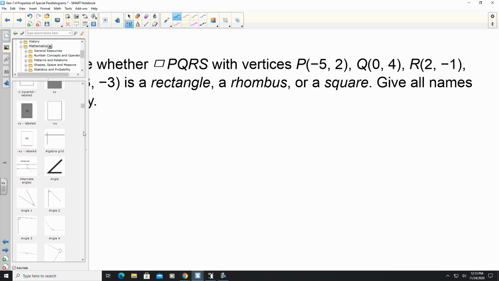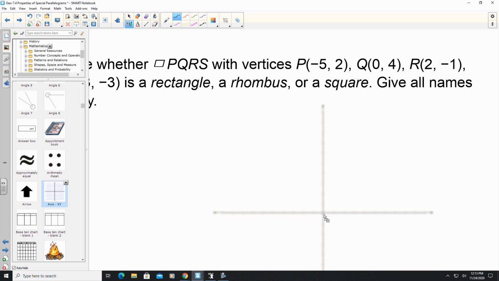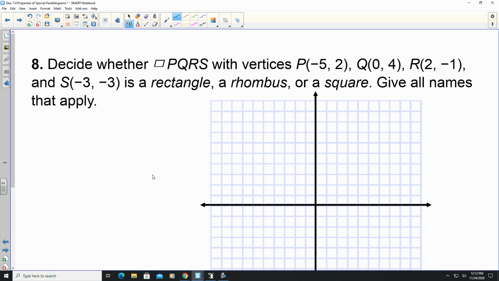So if I plot these points, (-5, 2), so that's P. And then we got (0, 4), that's Q. We got R, which is (2, -1). And we got S, which is (-3, -3). So we got S.